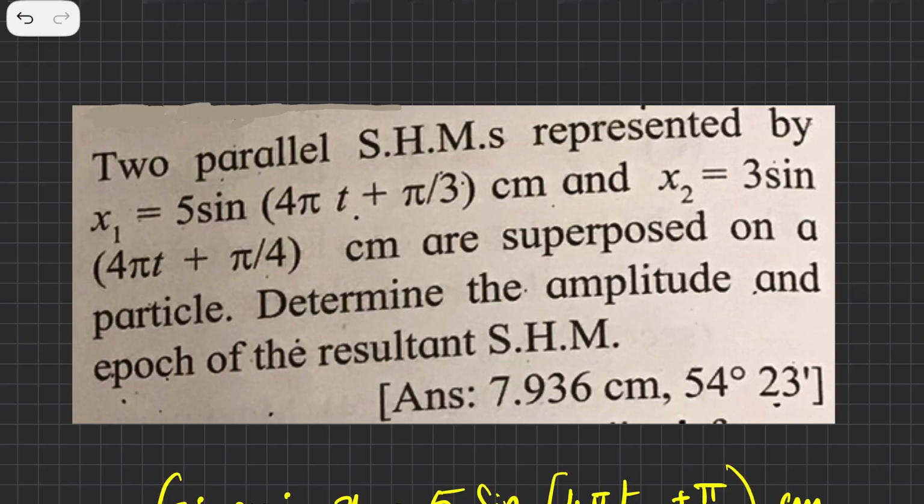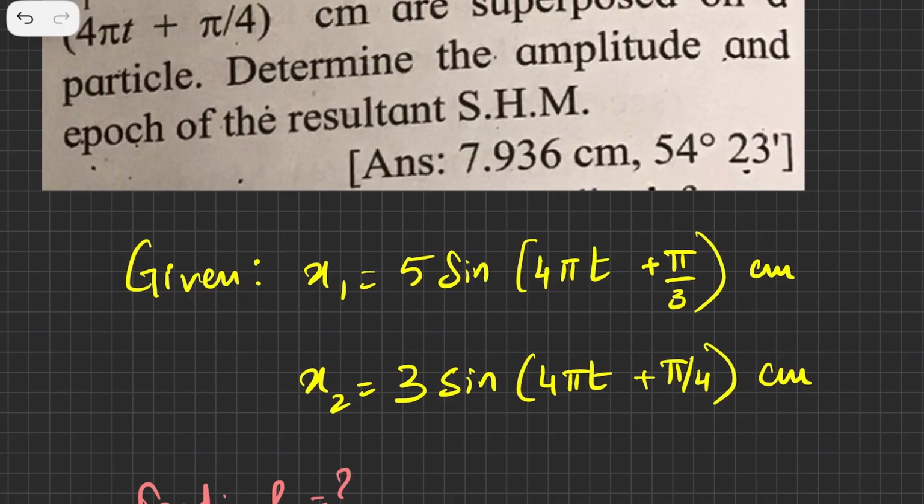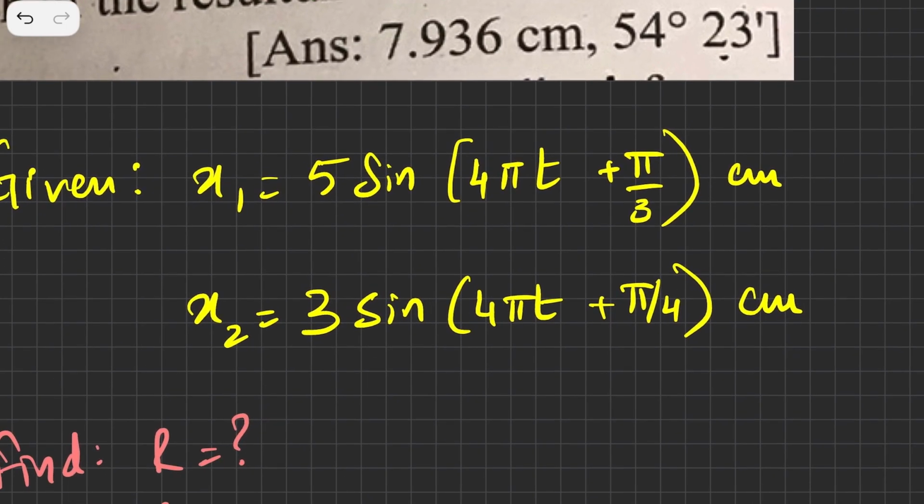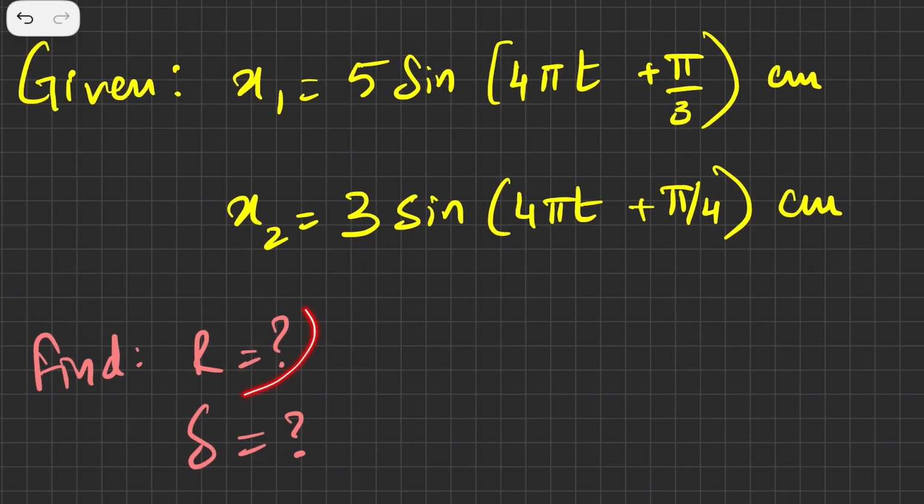Now epoch is nothing but the initial phase angle. Here we are supposed to find the initial phase angle of the resultant motion. The answers are printed, so let's see if we are able to get that. In the given format, I have written the equations x1 and x2, and note that they both are in centimeters. We are supposed to find the resultant amplitude and resultant initial phase angle.